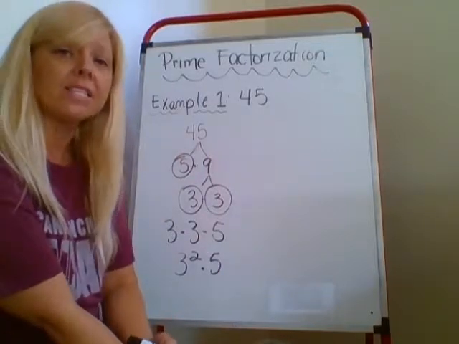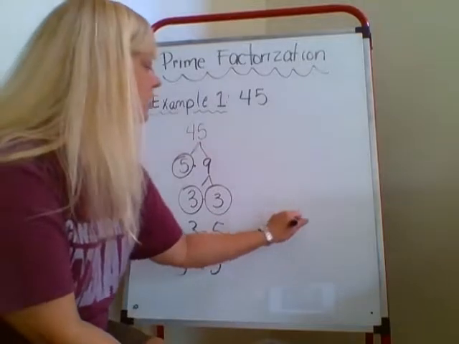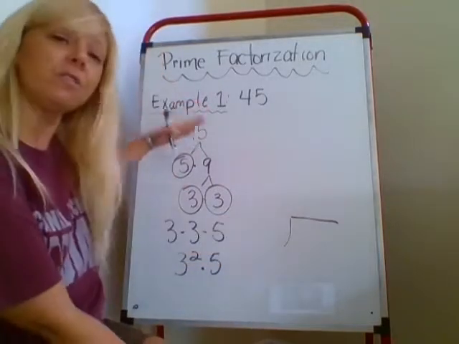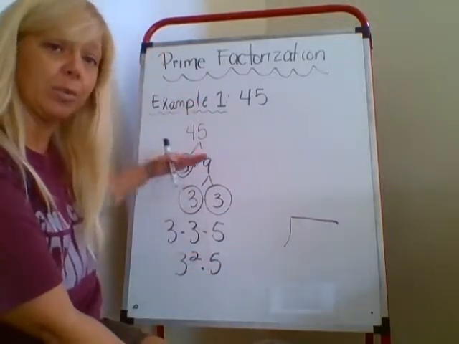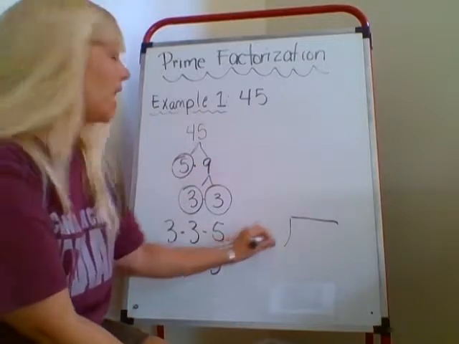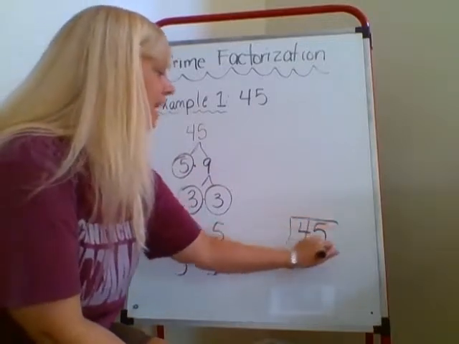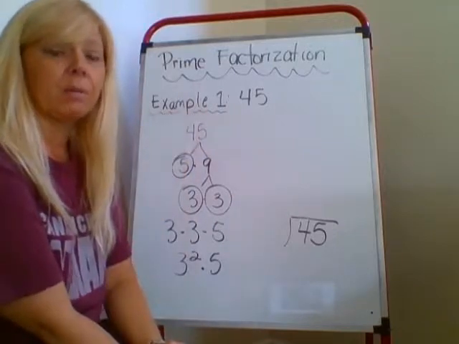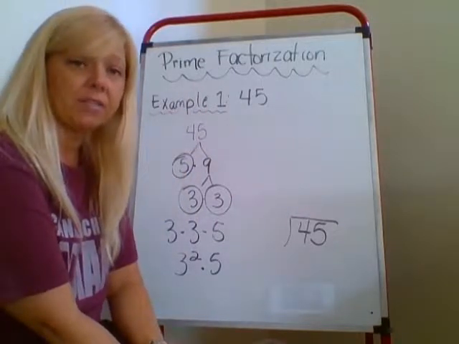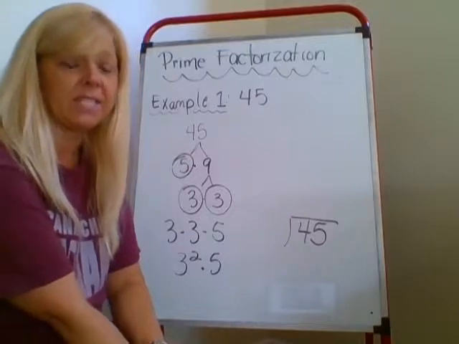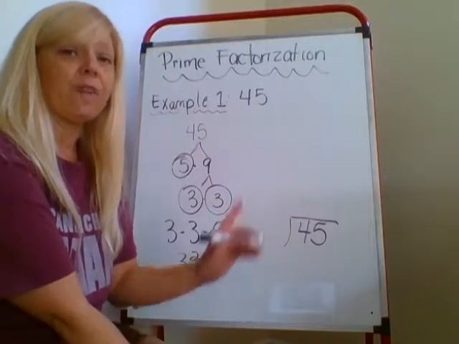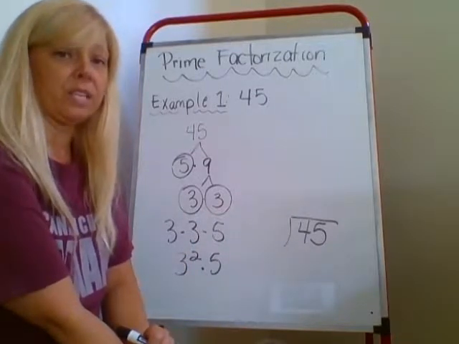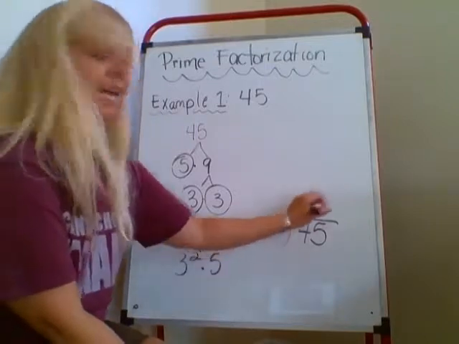Okay, so the other method is the cake or slide method. Since this is a form of division, because I keep breaking it into division problems, I put 45 in a division bar. And again, I'm looking for my prime numbers. And remember, my prime numbers are 2, 3, 5, 7, 11, 13, and 17. So I know that 5, which is a prime number, goes into 45 9 times.